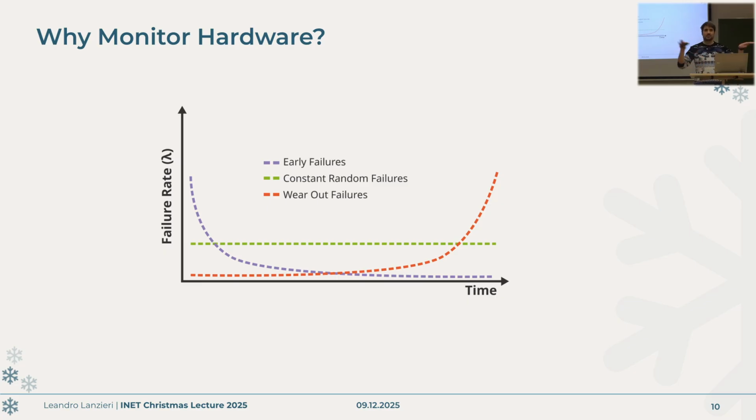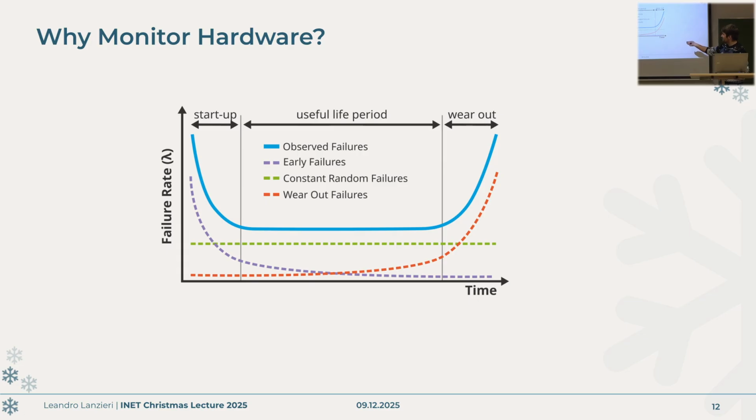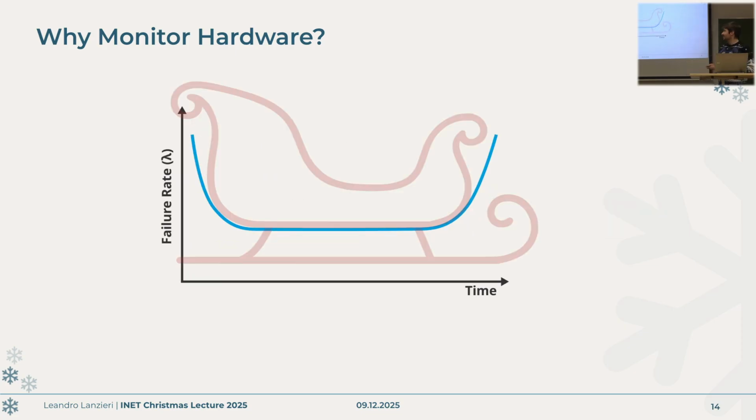Of course, when we observe a large population of components, we don't see these failures on their own, but we observe what is called the bathtub curve, due to its shape. With monitoring of hardware or other components, what we aim to do is detect this wear-out phase. So we want to see when this curve starts to grow, and detect this increase after the useful life period of the devices. Like I said, this is the bathtub curve, but for some reason in the North Pole they have a different name for it.